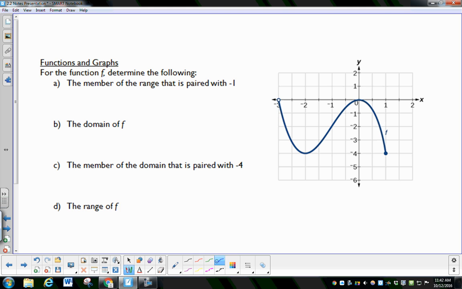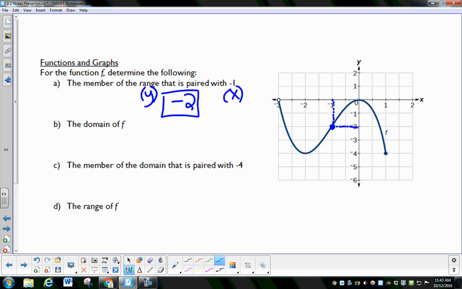Now remember that range refers to y values. So we're trying to find the member of the y values that is paired with -1, which must be in the x values, because the range is y, so we're looking for what's paired with -1, which will be our x. So what I'm going to do to find this is we're going to go to -1 on our x-axis. It's right here. We need to find what is the y value of the function when x is -1. Well, the y value of the function right there is -2. So the member of the range that is paired with -1 is -2.